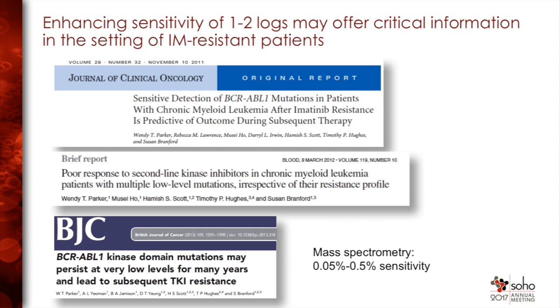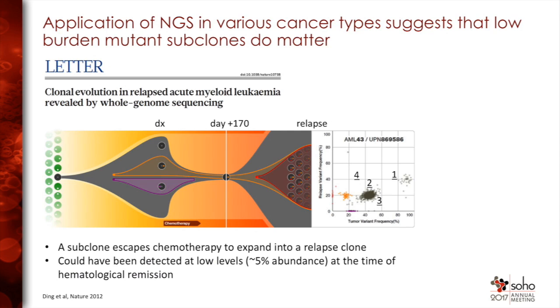Even in the pre-NGS era, the studies from the Australian colleagues had clearly indicated that enhancing sensitivity of detection of 1 to 2 logs using mass spectrometry, with lower detection limit ranging between 0.05% and 0.5%, may be important in the setting of imatinib-resistant patients. And after entering the NGS era, there have been several studies suggesting that low-burden mutations detectable by NGS only do matter.